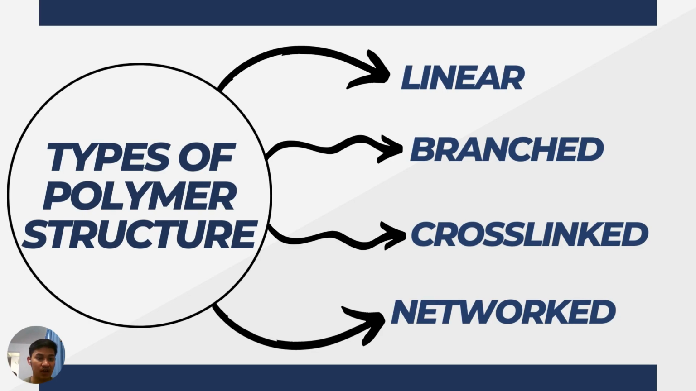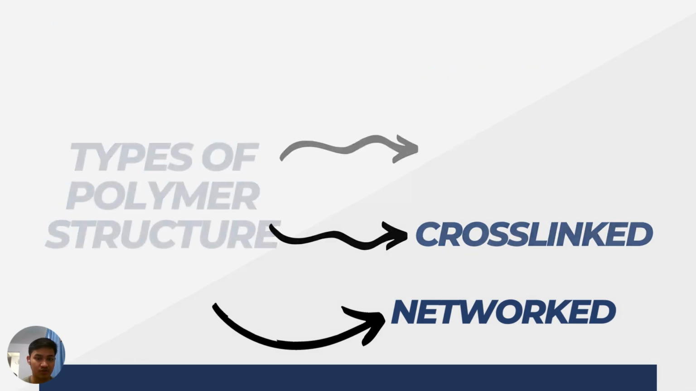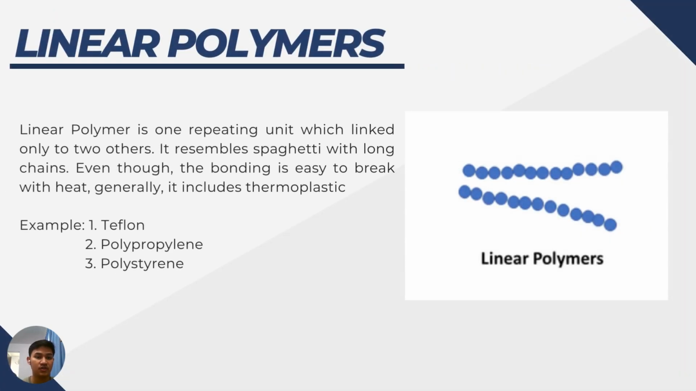And then we have the types of polymer structures. It consists of four types: first linear, second branched, third cross-linked, and lastly network. So first, we have linear polymers. Linear polymers are made of repeating units that are linked together. It resembles spaghetti with long chains.